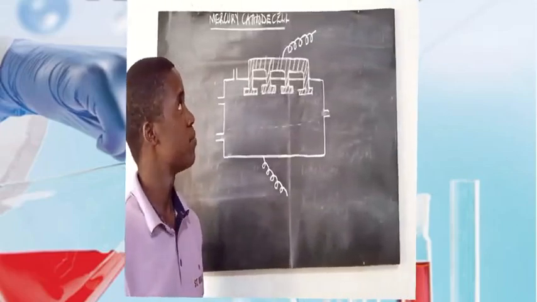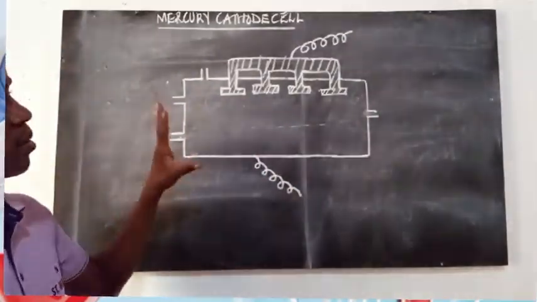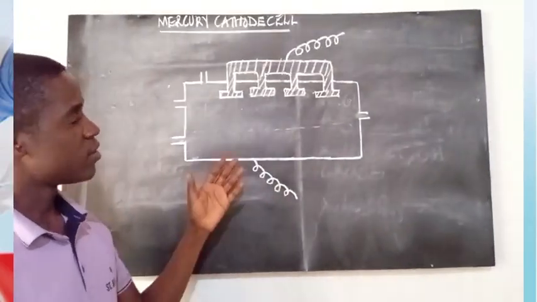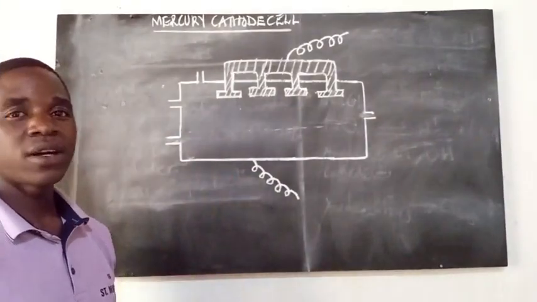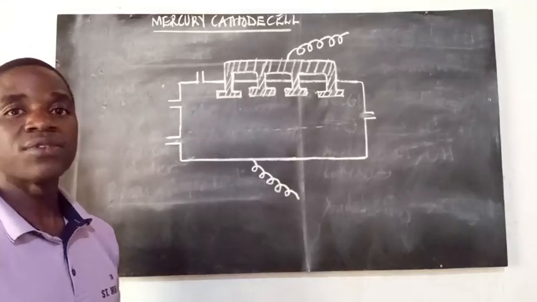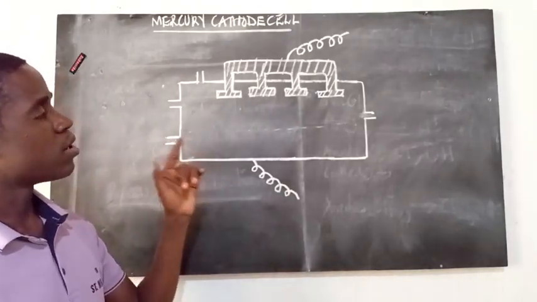You're most welcome. Before we can see the blackboard, we have what we are calling the Mercury cathode cell. This is the one that we said we shall come back and look at. It is normally used in the manufacture of chlorine and sodium hydroxide. So we want to see how we can be able.